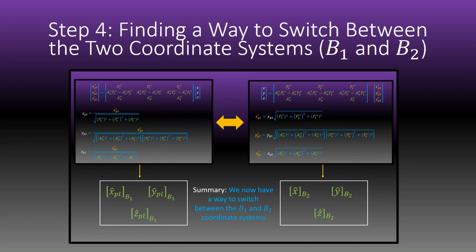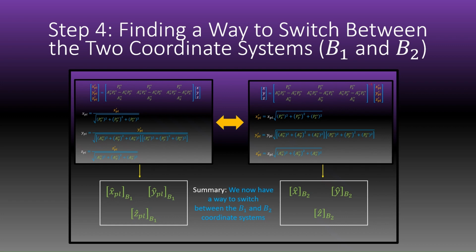Alright, so there's a slight problem here, and this problem is that our point that we want to rotate around the axis is expressed in terms of B1. It is expressed in terms of the x hat, y hat, and z hat unit vectors in the B1 coordinate system. But we want this to be expressed in the B2 coordinate system, so that we could apply the rotation matrix around the z-axis. So how do we get there? We need a way to switch from the B1 to B2 coordinate system.